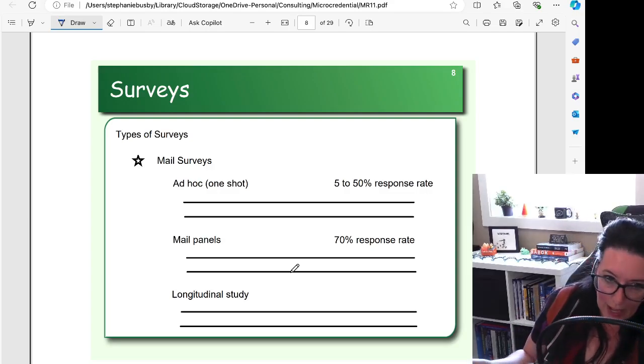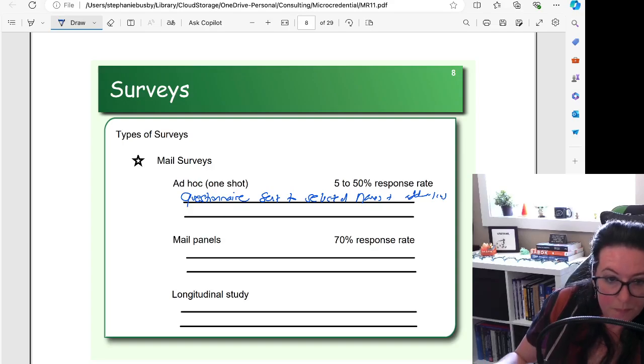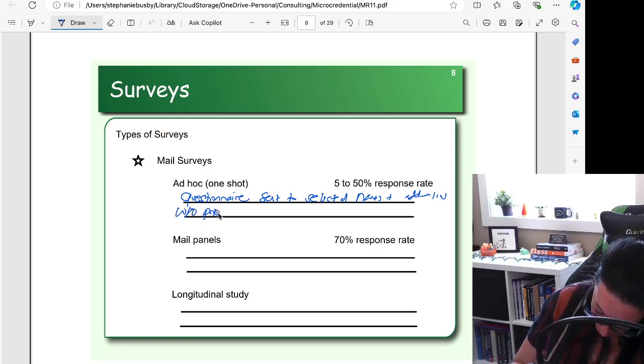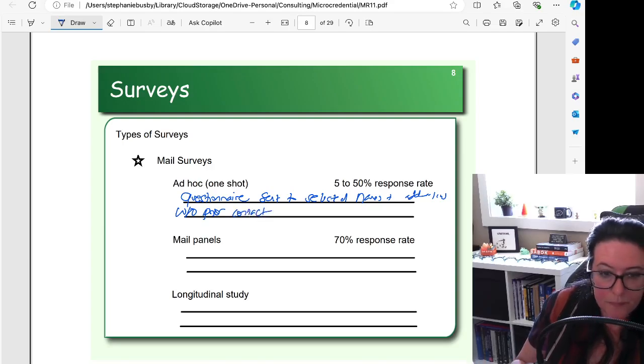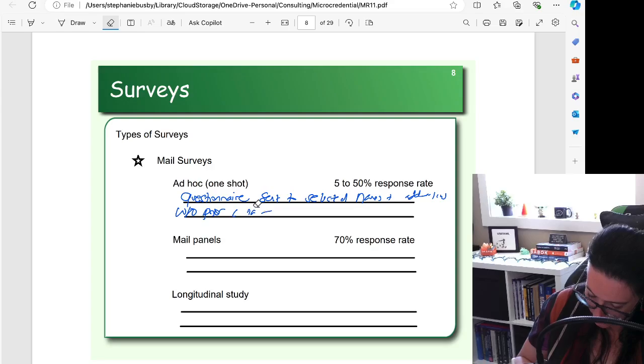Okay. So ad hoc questionnaire. Our questionnaire is sent to selected names and addresses without prior contact. So the challenge with an ad hoc is that it has a very low response rate if there's been no prior contact. And in fact, that response rate can be as low as 5%.